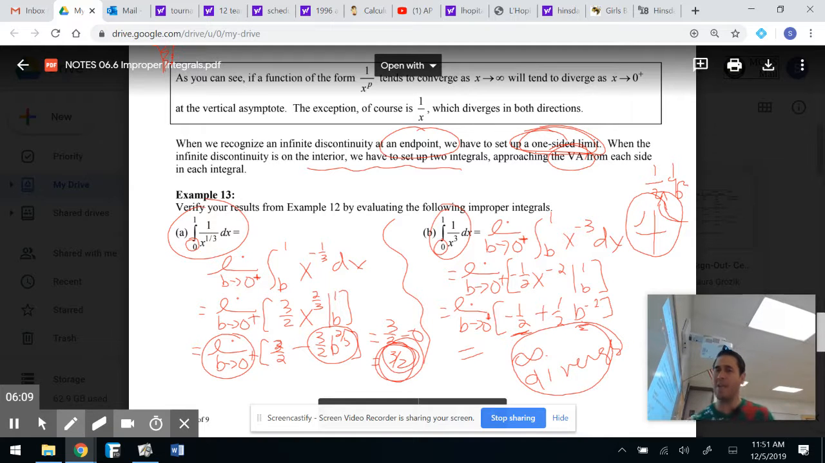How about it? Not bad, right, class? Kind of similar to what we were doing. But this time, it's because we have some infinite discontinuities or vertical asymptotes, okay?